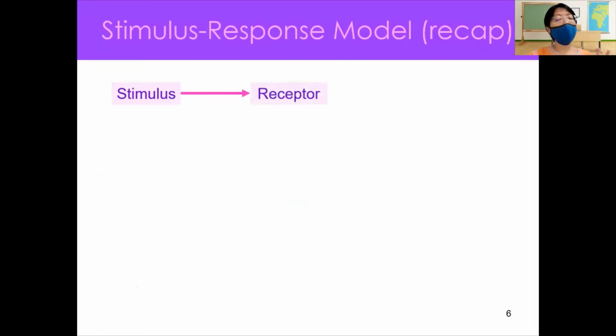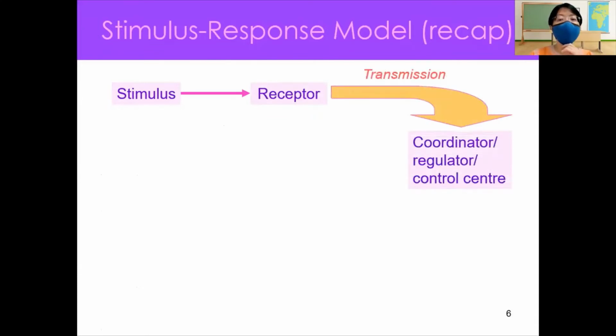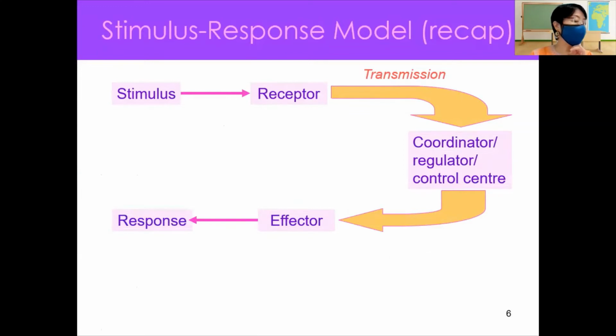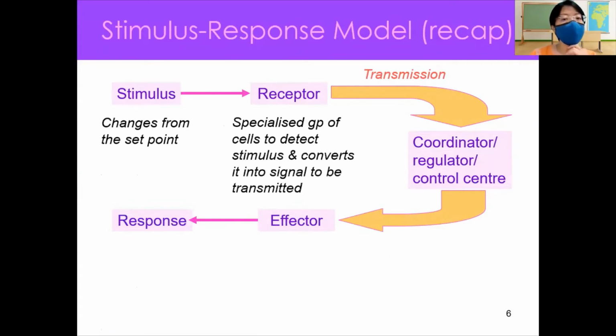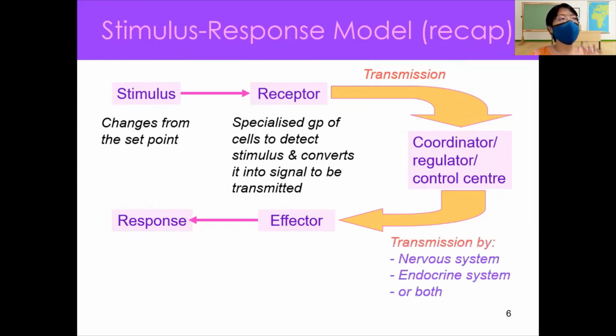So the stimulus response model is made of stimulus, receptor, transmission to coordinator or regulator or control center, transmission to effector, and then response. So the definition: stimulus is changes from the set point. Receptor is a specialized group of cells which can detect the stimulus and convert it into a signal to be transmitted. And the transmission in our body is always by nervous system or endocrine system or both.